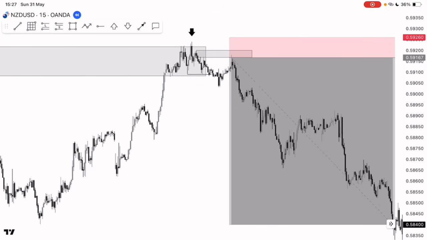So today we have this NZD USD sell. I'm going to explain to you in detail how this trade is mapped out. Firstly, I'm going to explain the market structure movements, which is what we are going to use to take this trade. So let's dive into it.